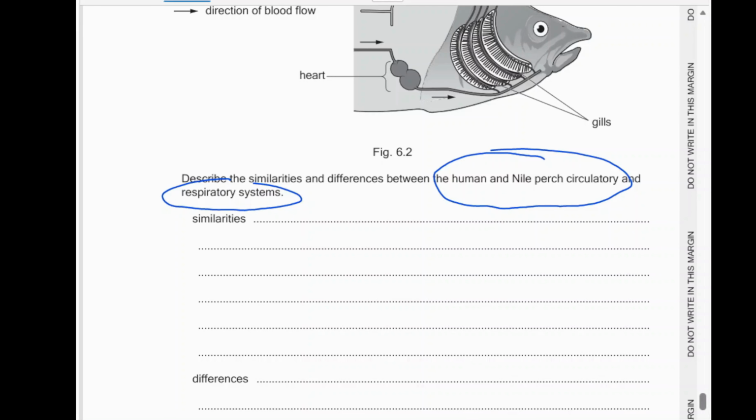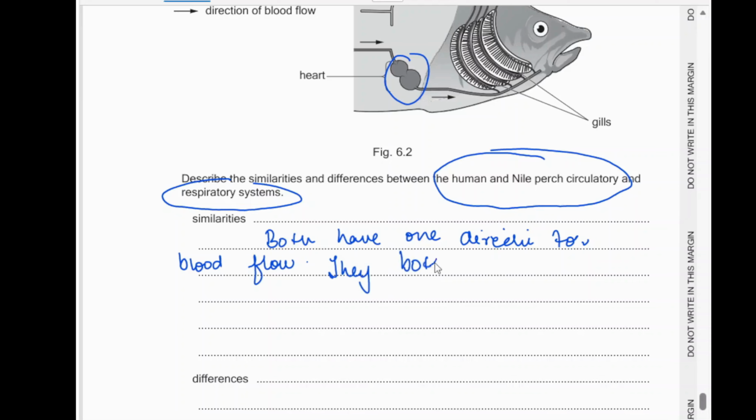Both have one direction of blood flow. Okay, no. Their heart has only two chambers. They both have a heart.